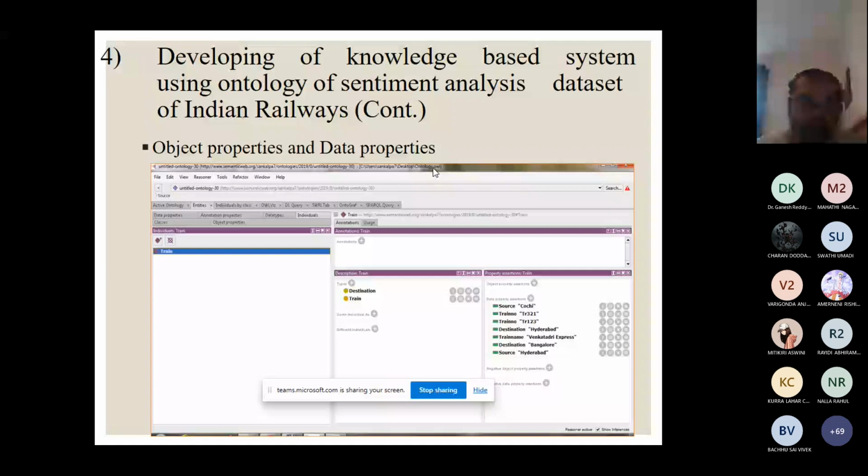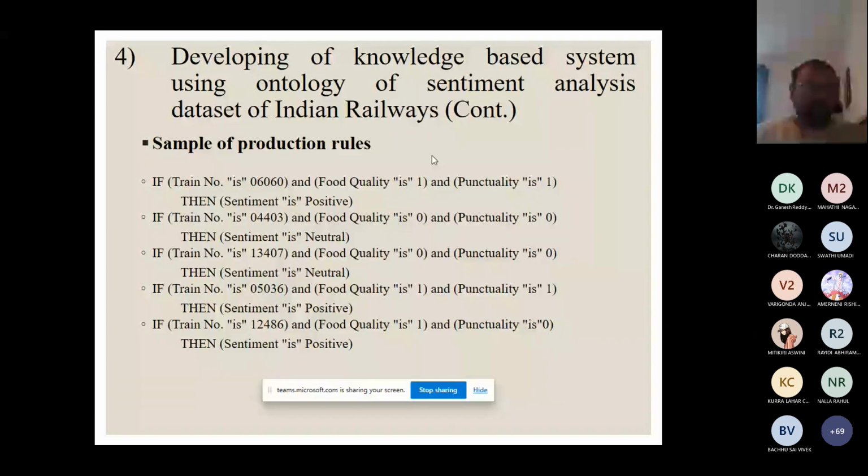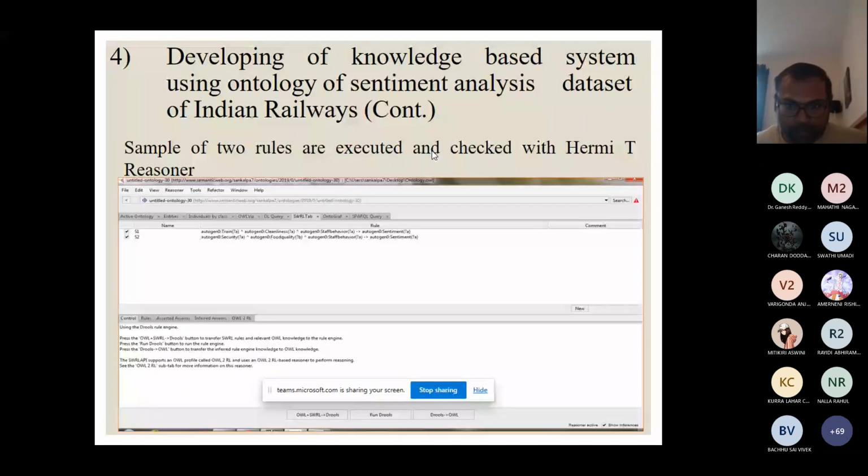Developing a knowledge-based system using ontology of semantic analysis, like the data set of Indian Railway. So this is very important. These are called rules: production rules, knowledge rules, or inference rules. This is the important part of our knowledge-based system. The ontology we are creating runs with intelligence. The intelligence runs with the production rules, inference rules, or knowledge rules. We can write them like this, or we can write with first-order logic, or what I have written in my paper, I will show you. This is my work, the way I have written it.